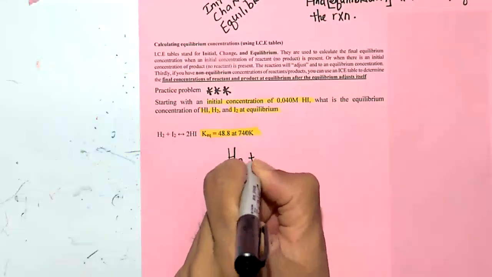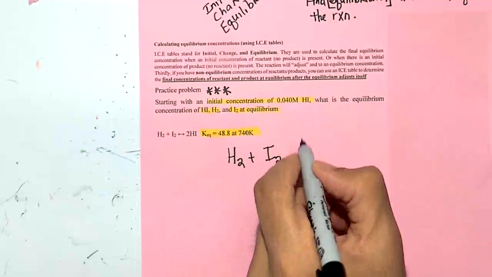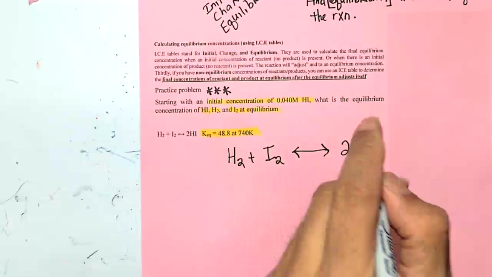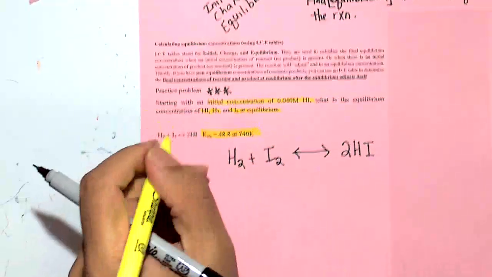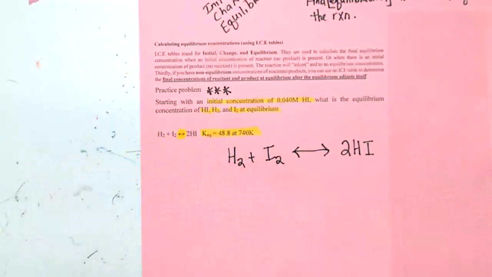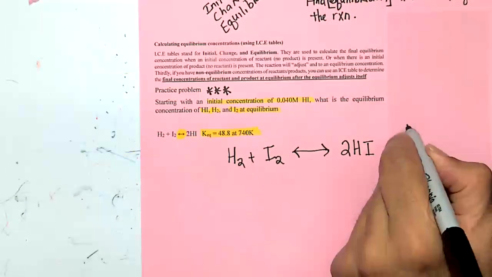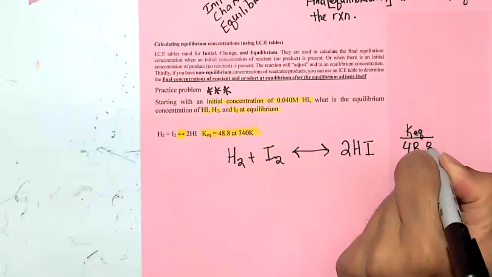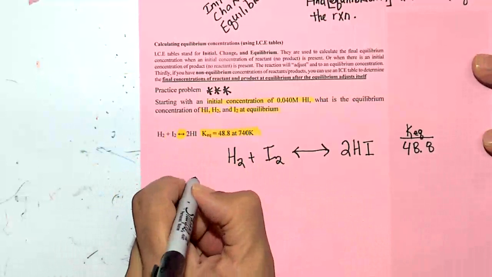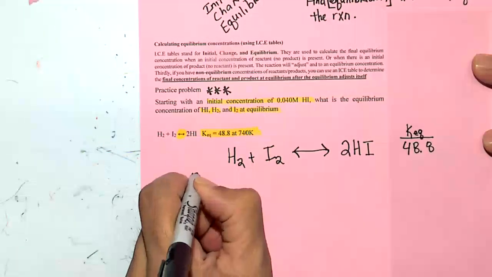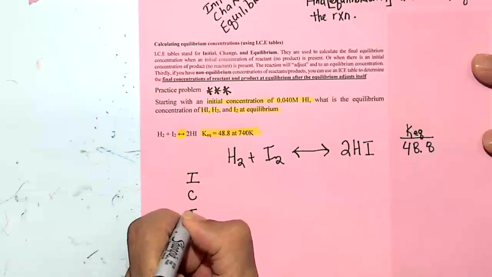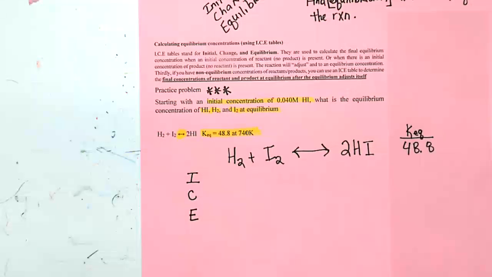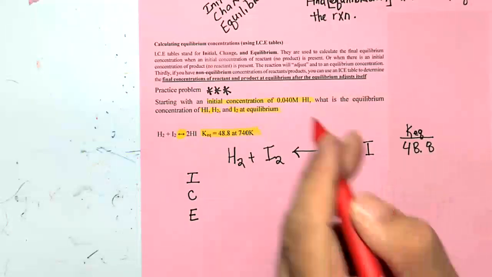So I'm going to rewrite this problem here. H2 plus I2. Is this an equilibrium reaction? Yes, we tell by looking at the arrows. 100% it's an equilibrium reaction, and the Keq is 48.8. To construct our table, we're going to write an I, a C, and an E here.